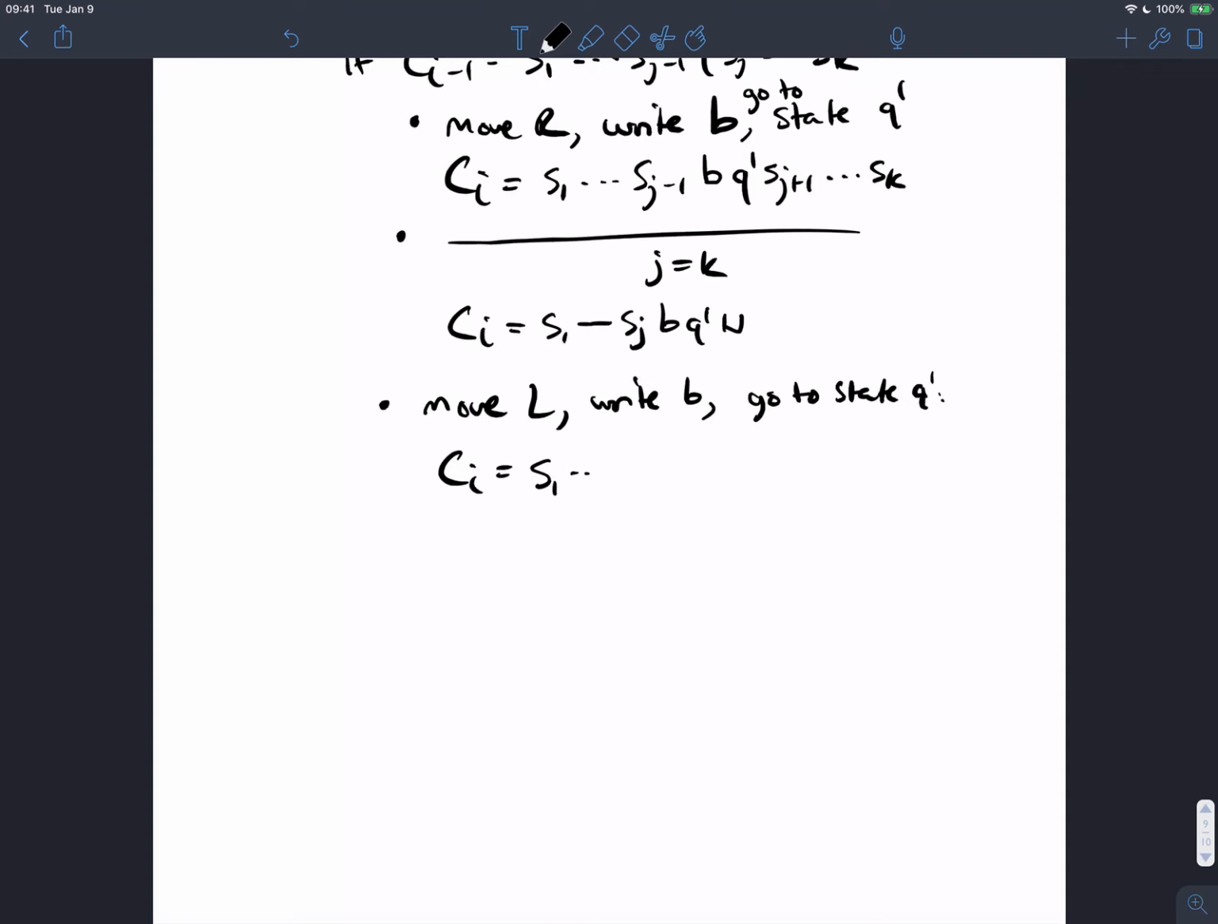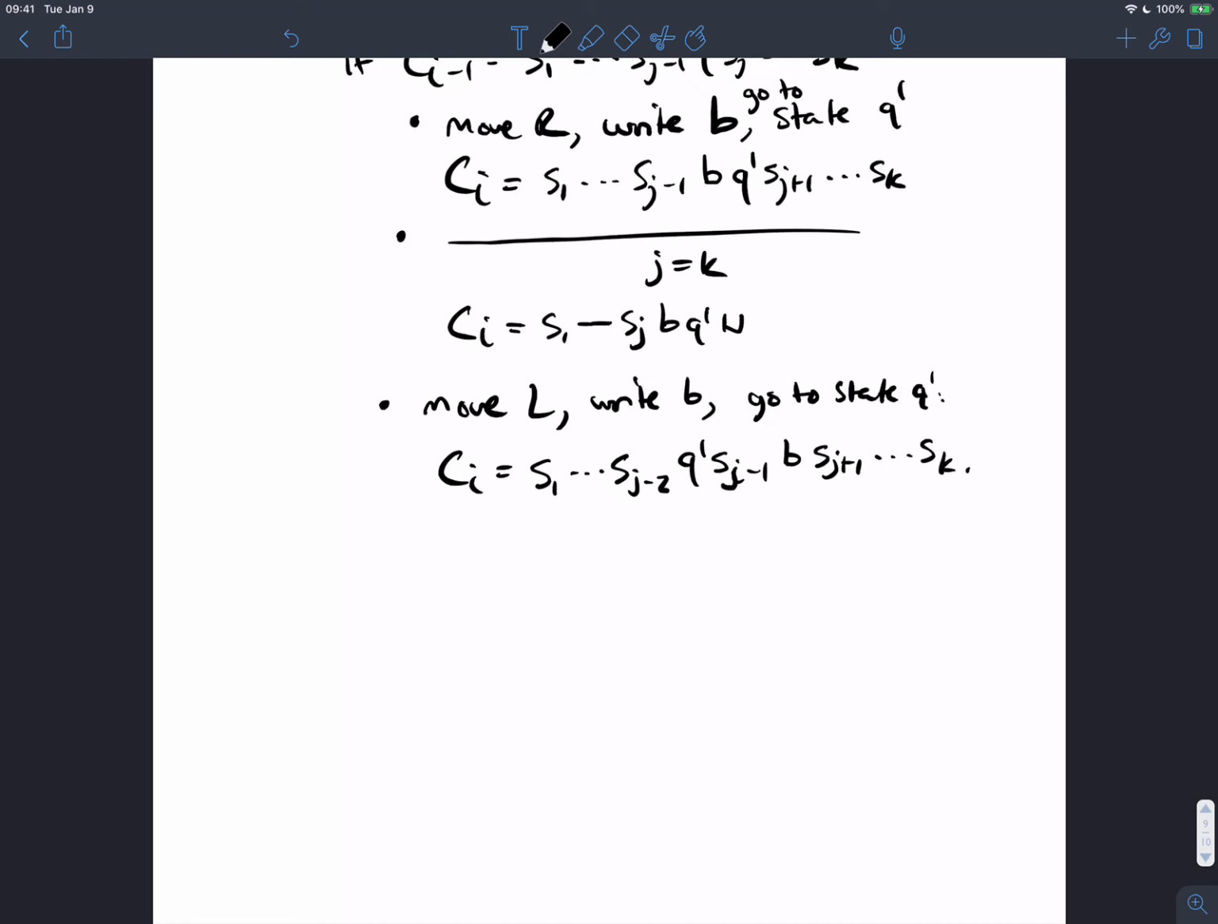So here we have S1 through Sj minus 2. Let's see. Q prime, S_{i-1}, because we haven't changed, should be J minus 1, sorry. We haven't changed the J minus 1 yet, but we changed the Jth one in the transition. So this is B because we changed it, and then Sj plus 1 through Sk.